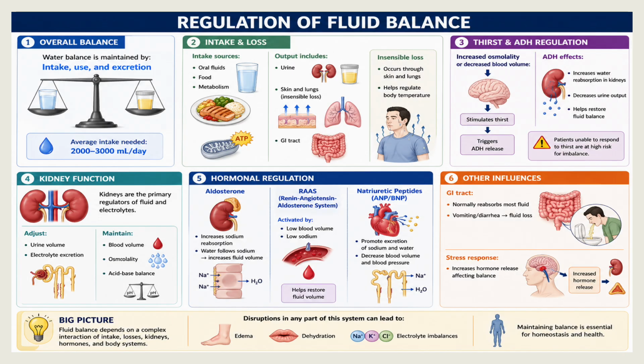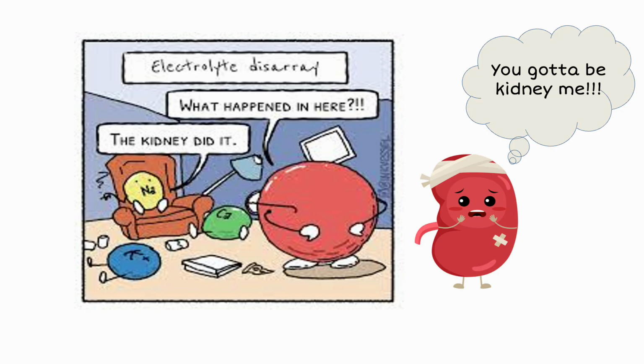Other systems also influence your fluid volume balance, such as your GI tract. It reabsorbs most of the fluid it processes, but conditions like vomiting and diarrhea can lead to significant losses. Additionally, the body's stress response can increase hormone release, which can further impact fluid and electrolyte imbalances. That's why they say stress is not a good thing, right? Okay, so remember, when it comes to fluid and electrolyte balance, the kidneys are doing a lot of the work behind the scenes. So yes, you've got to be kidding me. Okay, and that is it for our lecture on fluid and electrolyte imbalances.